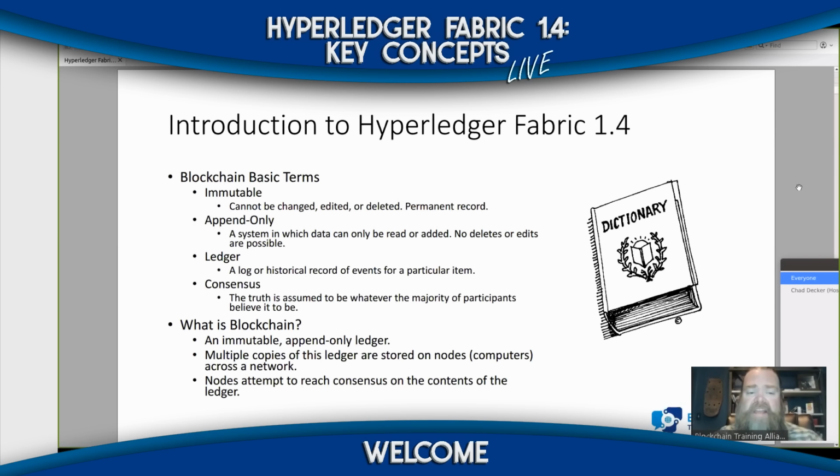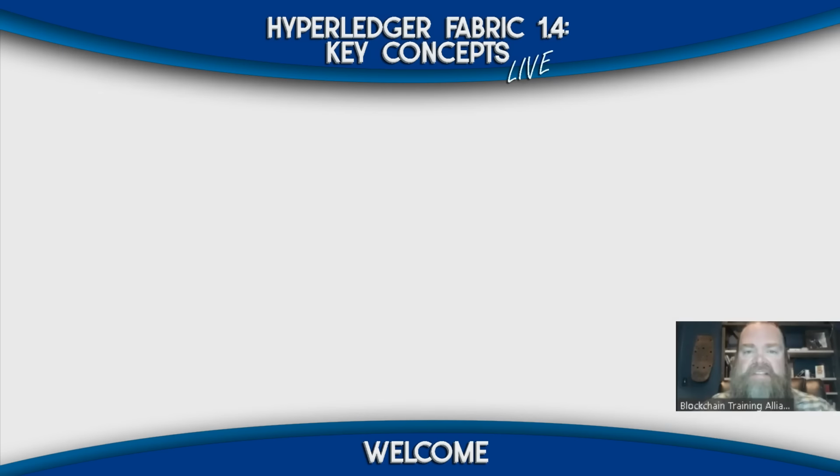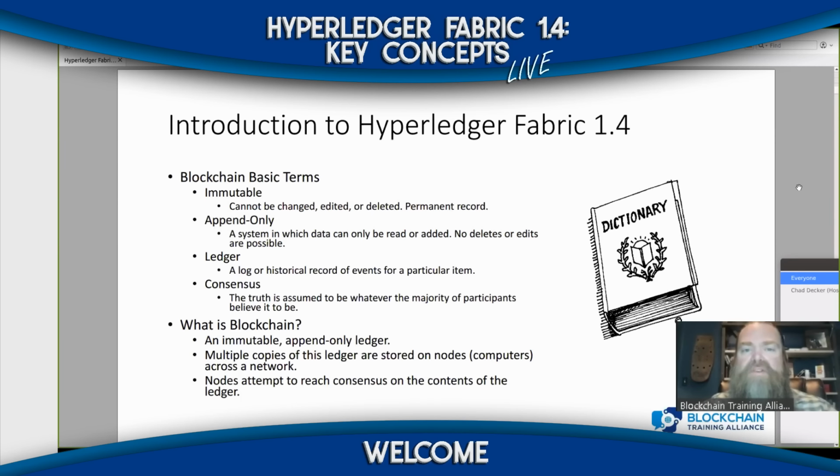And then finally, consensus. This is a very, very big idea in blockchain. This is just the idea that in blockchain, we're going to assume that the truth is whatever the majority of participants believe that it is. And this is this idea of consensus. So if we have a clear majority in our network that all shares a certain outcome from a transaction, well, that's what we're going to assume the truth to be.